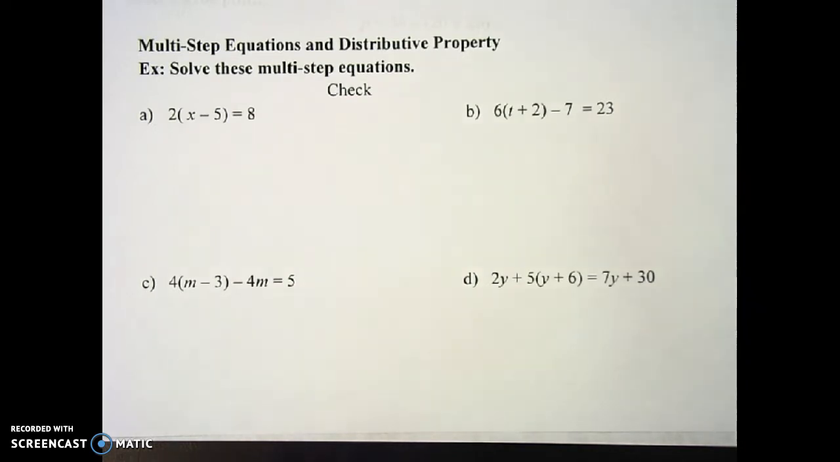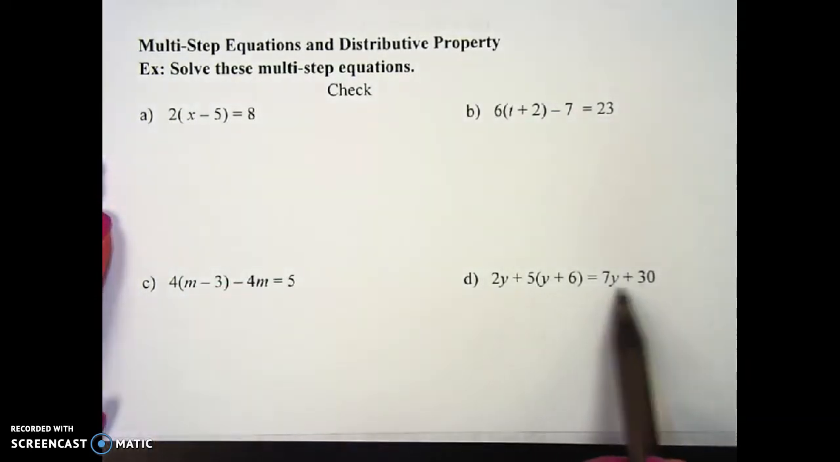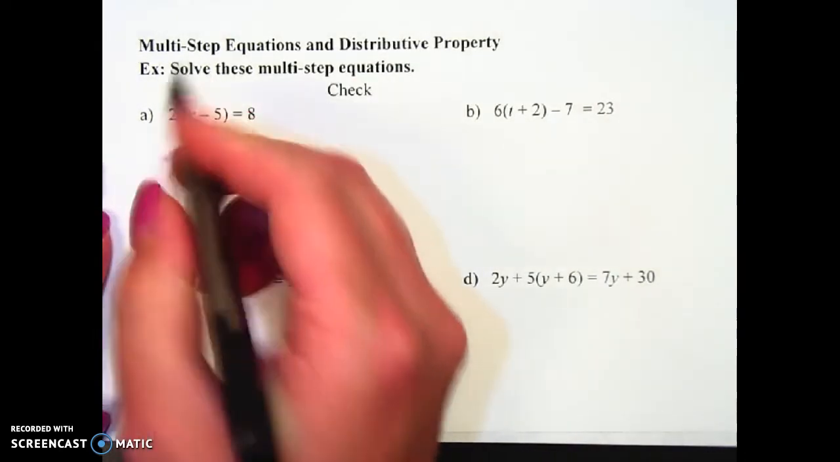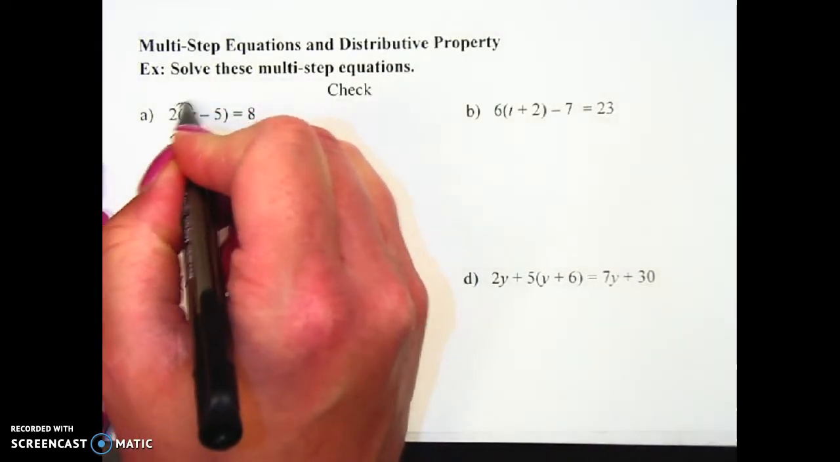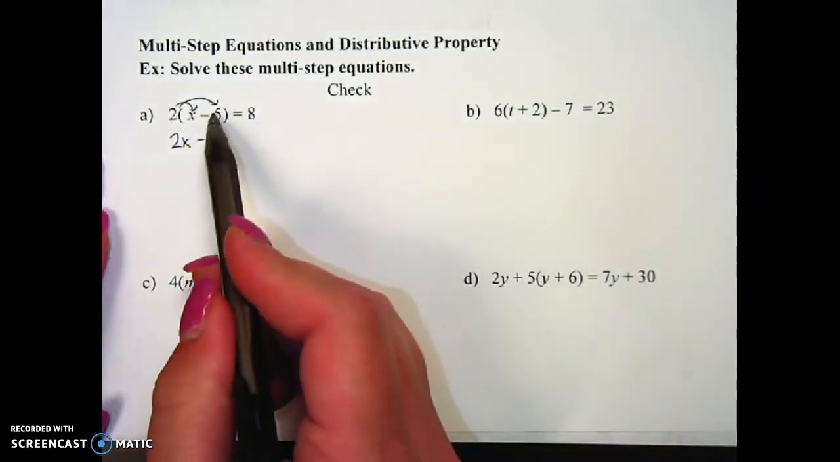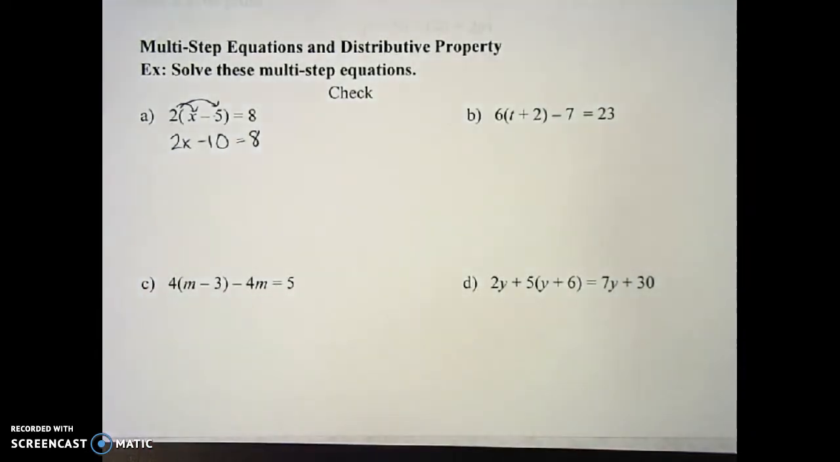Okay, so this is our very last step. Is this the most complex problem? We're building up. This one down here will have all the steps in it. Our goal is just to distribute first. So 2 times x is 2x. 2 times 5 is 10. Make sure we keep that minus sign there in the middle. And we're setting it equal to 8.